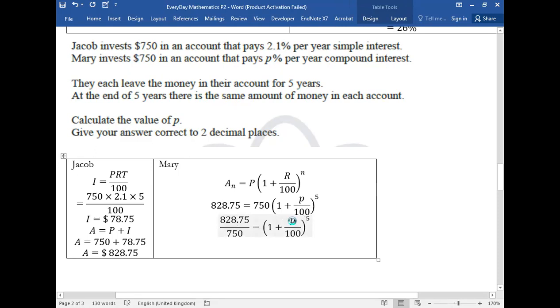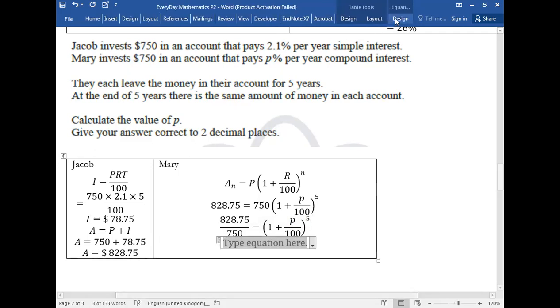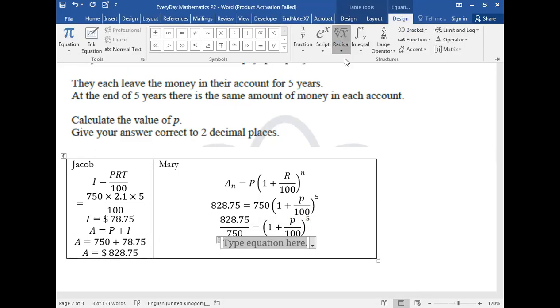Now, P is inside and there is a power 5. How do I remove this power 5? If I need to remove a square, what do I do? Square root. If I need to remove a cube, what do I do? Cube root on both sides. If I need to remove power 5, fifth root on both sides. Absolutely right. So we will use a fifth root.